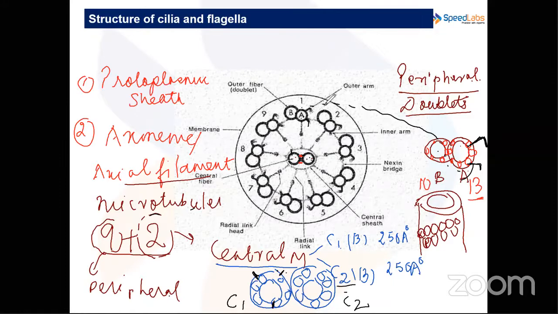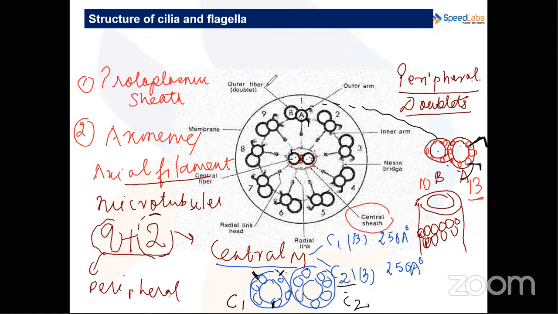The two central microtubules are connected by cross bridges. And they are surrounded by a structure. This structure is called the central sheath. So you can see the central sheath.